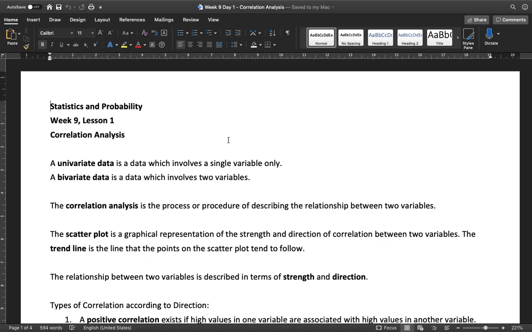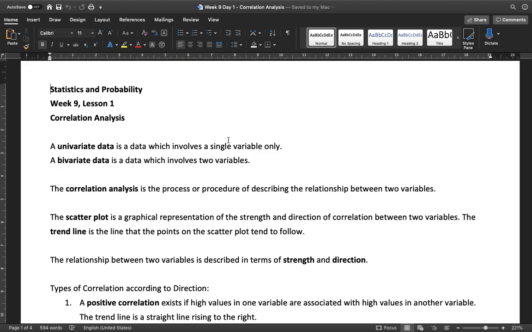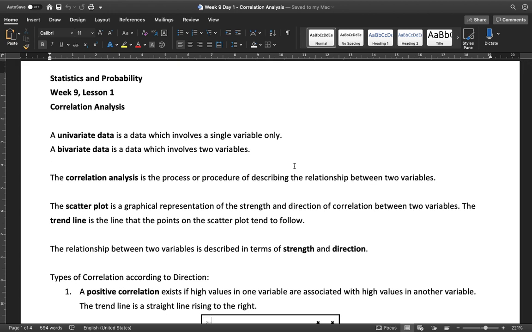So whenever we deal with correlation analysis, we have to be careful in what kind of data that we're dealing with. Data can be classified in two ways. There's the univariate data and a bivariate data. A univariate data is a data which involves a single variable only, while a bivariate data is a data which involves two variables. Sa correlation analysis, we'll be dealing with bivariate data because ang focus natin dito is we're going to analyze the relationship between two data.